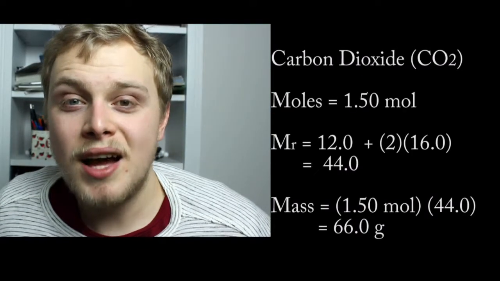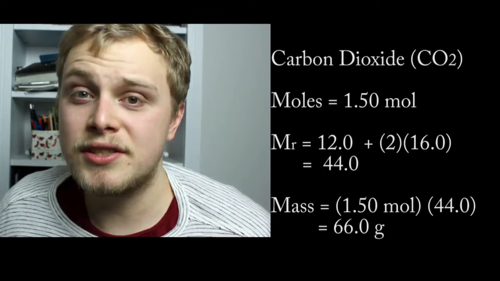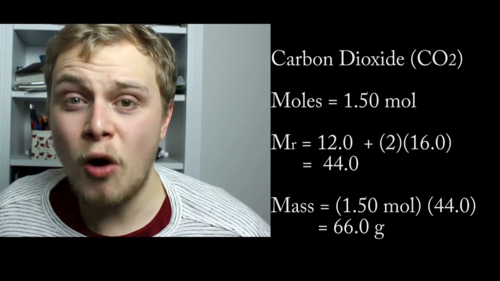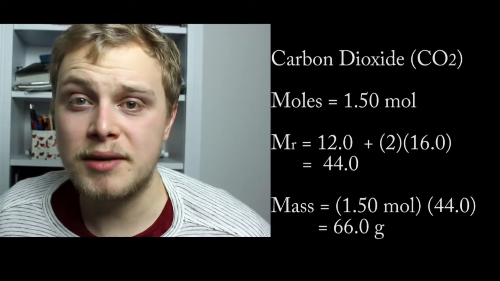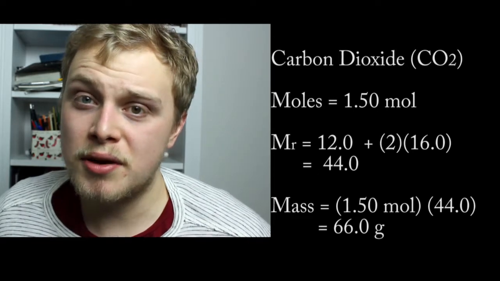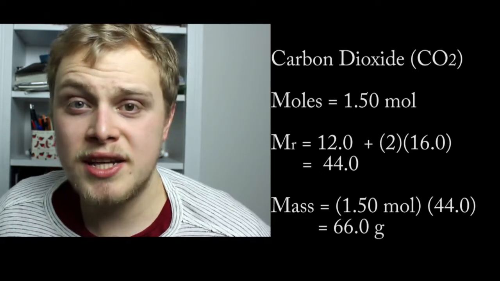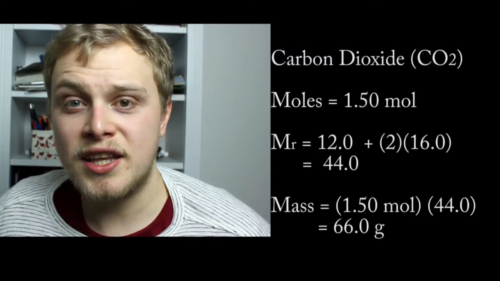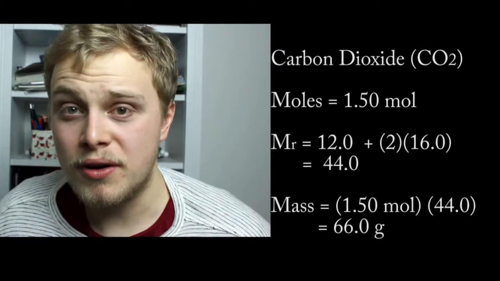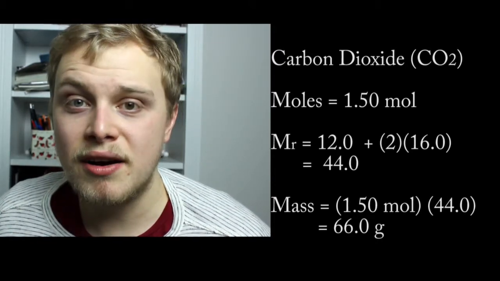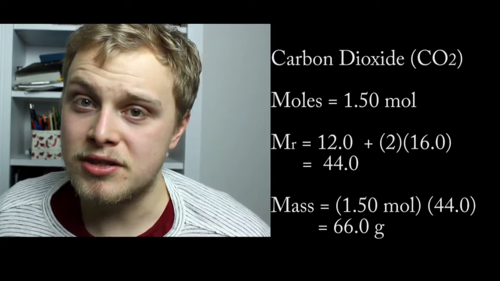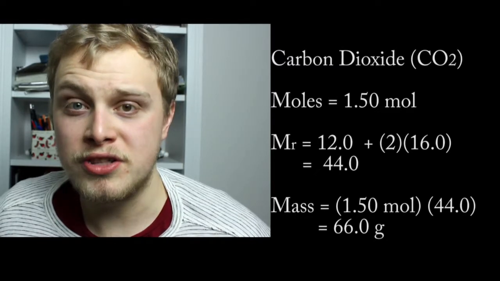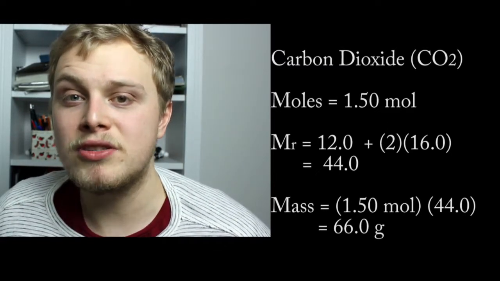Let's try a calculation. A sample of carbon dioxide molecules consists of 1.50 moles of carbon dioxide molecules. Now we know how to work out the relative formula mass of carbon dioxide. All we have to do is add up the relative atomic mass of carbon to the relative atomic mass of 2 oxygen atoms, which in this case would involve adding 12.0 to 2 times 16.0, so you get an answer of 44.0. Now to work out the mass of this sample of this substance, we now have to multiply the amount of that substance in moles, which is 1.50, by the relative formula mass of carbon dioxide, which is 44.0, and we get an answer of 66.0 grams.